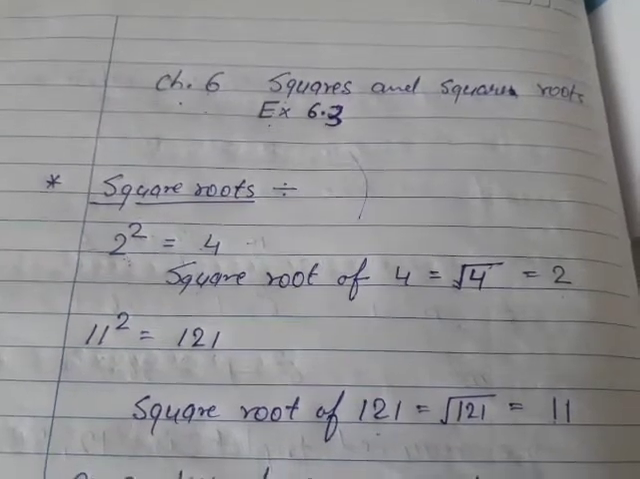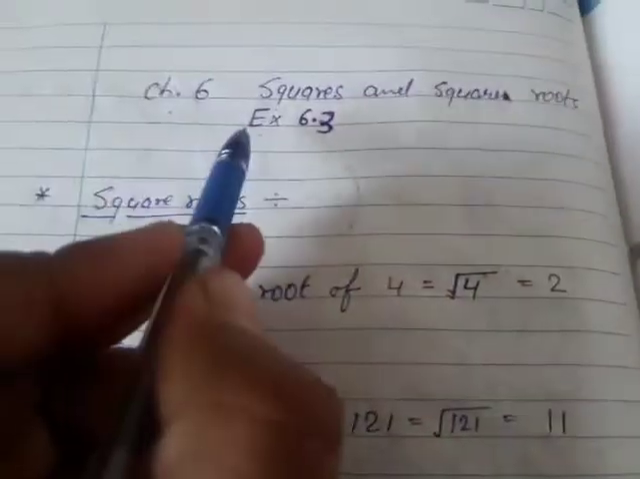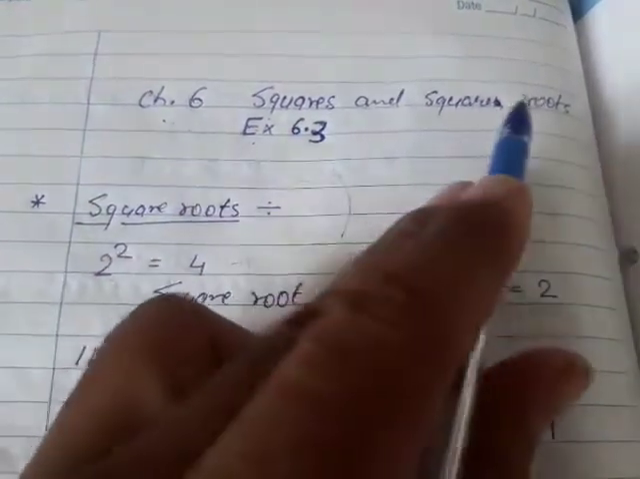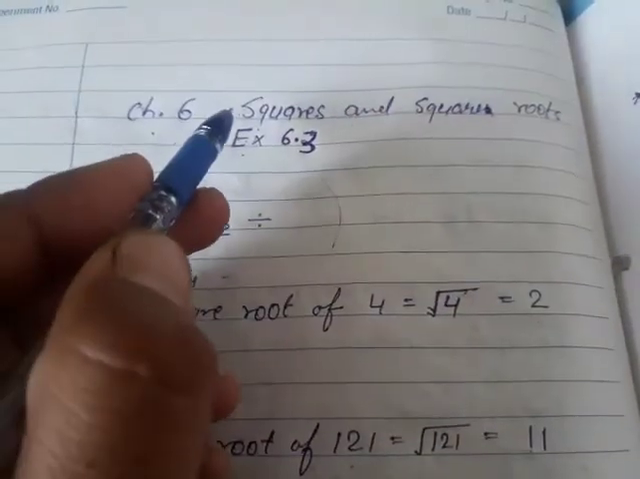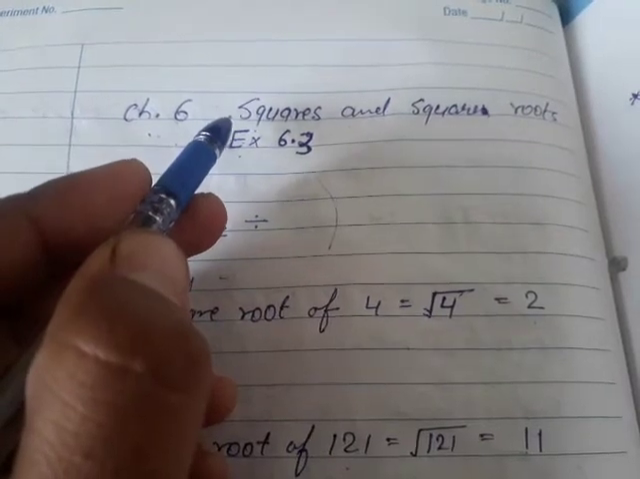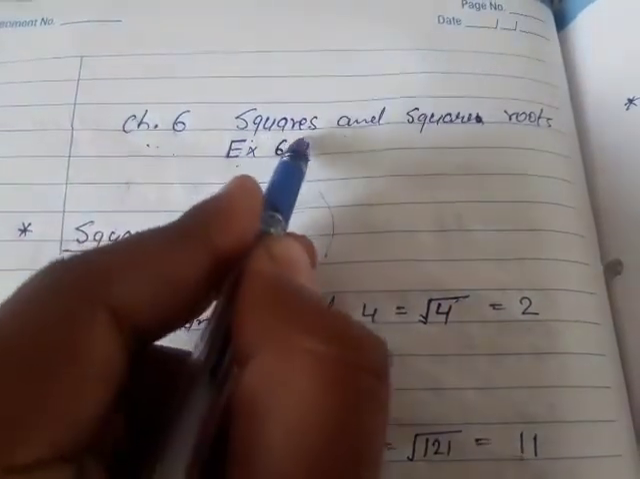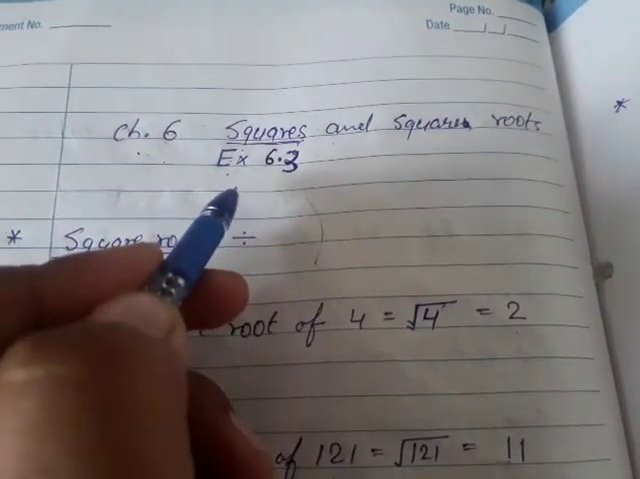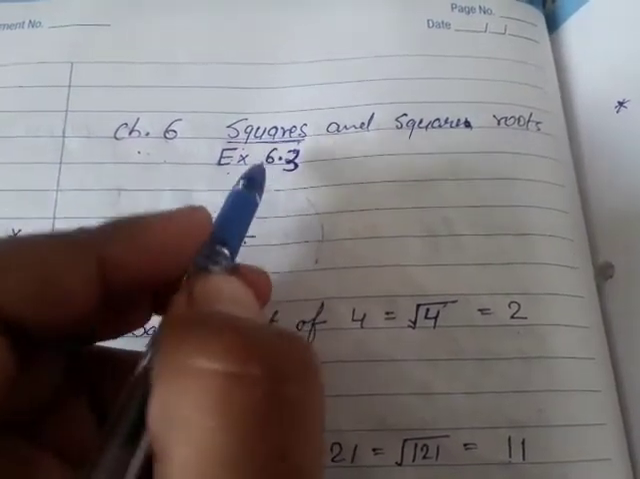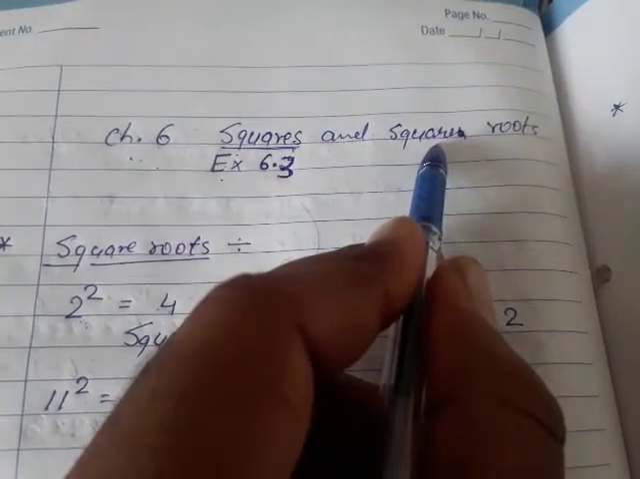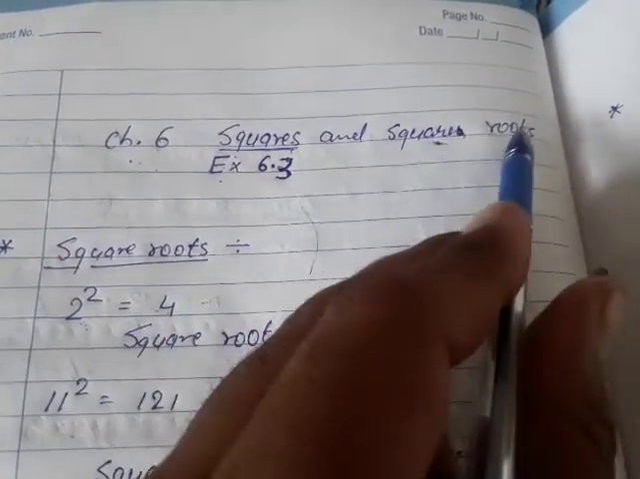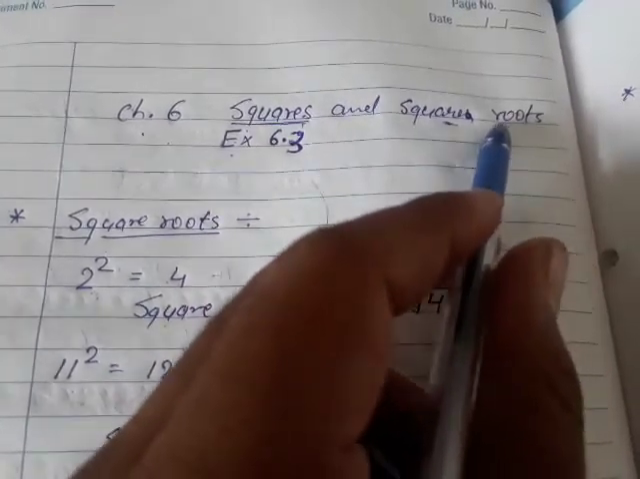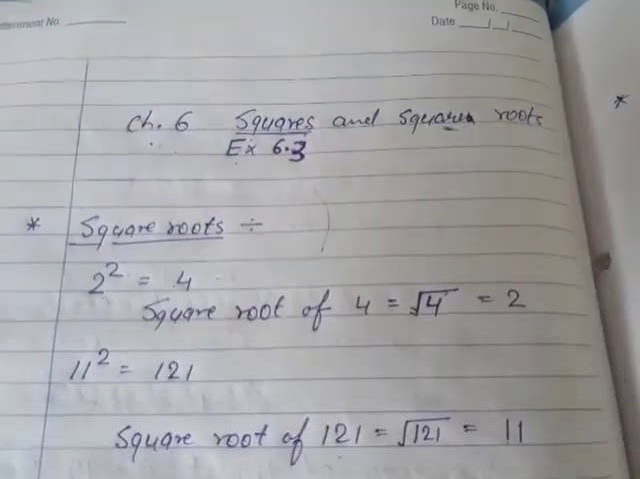Hello everyone. Today we are going to study exercise 6.3 of chapter 6, squares and square roots. In our previous exercises, 6.1 and 6.2, we discussed the squares of a number, how we find the square of a number, and Pythagorean triplets. Today we are going to discuss the square root of a natural number, and how we find the square root of a perfect square number.